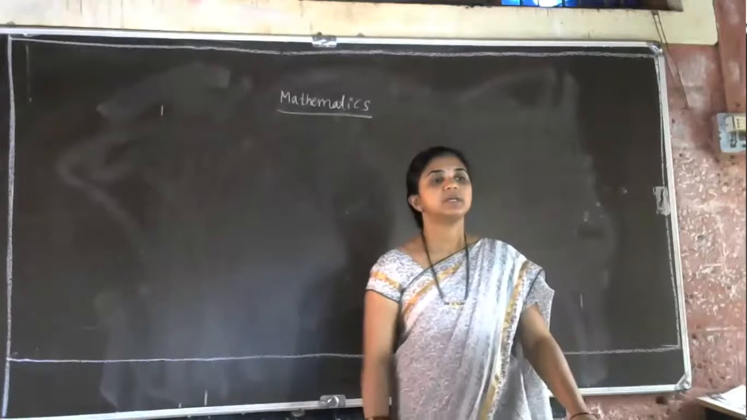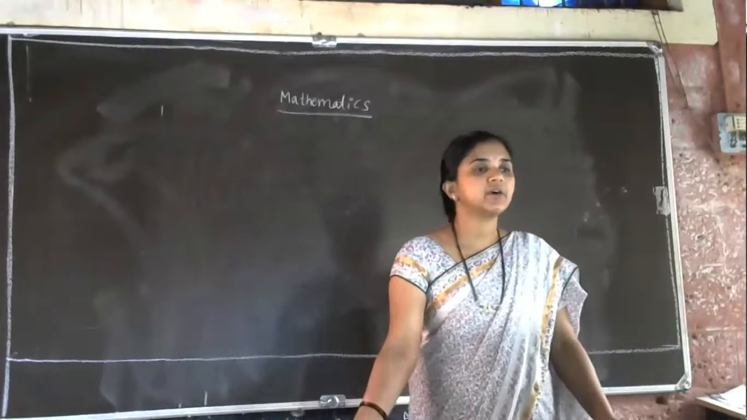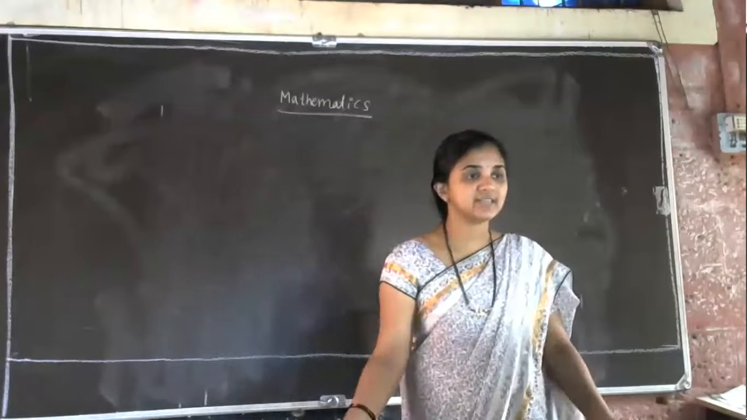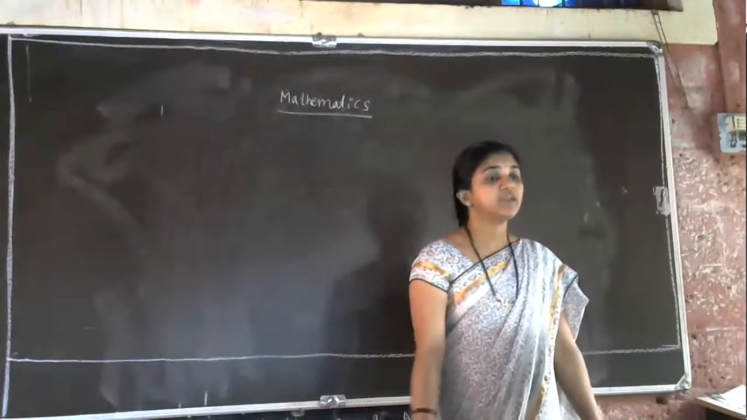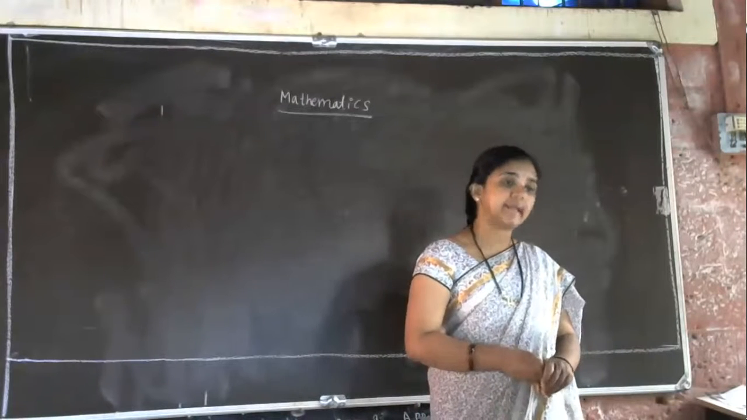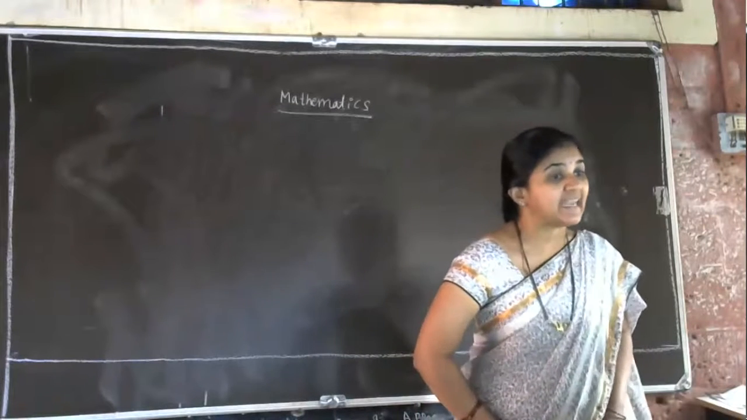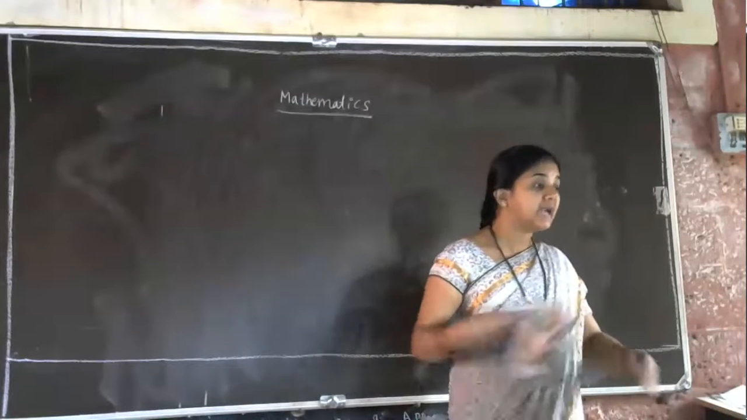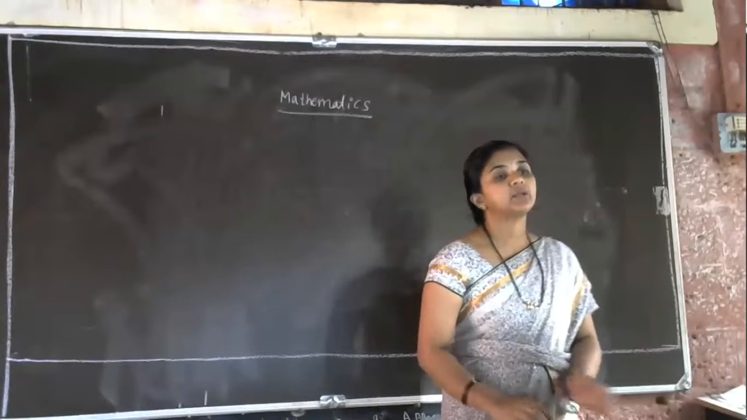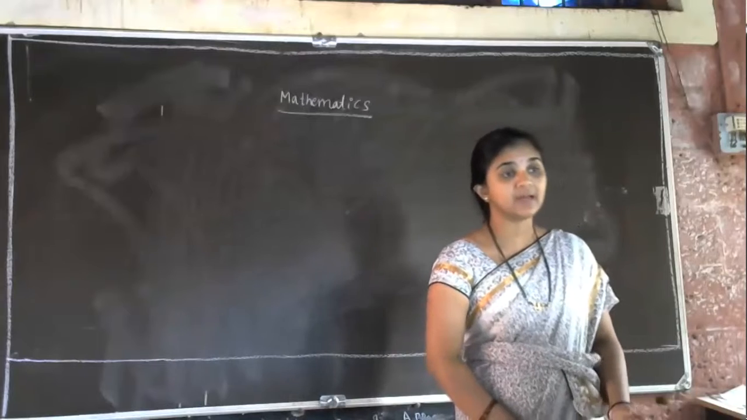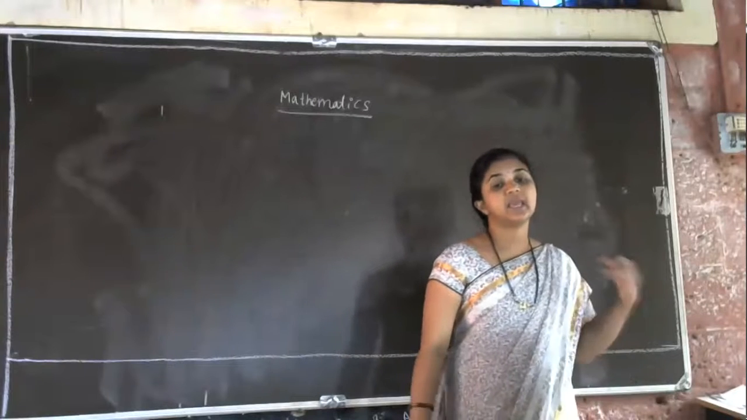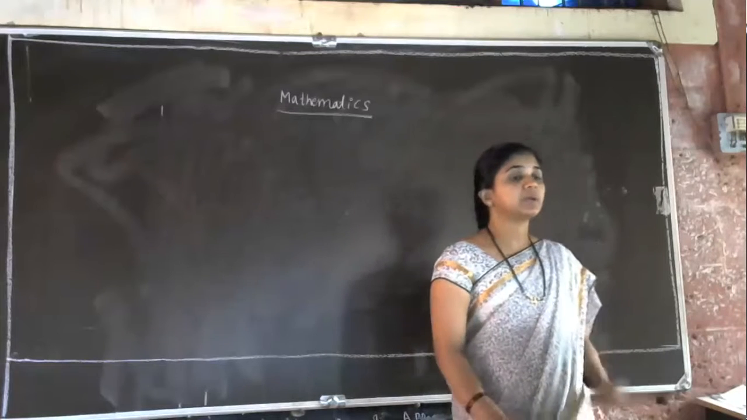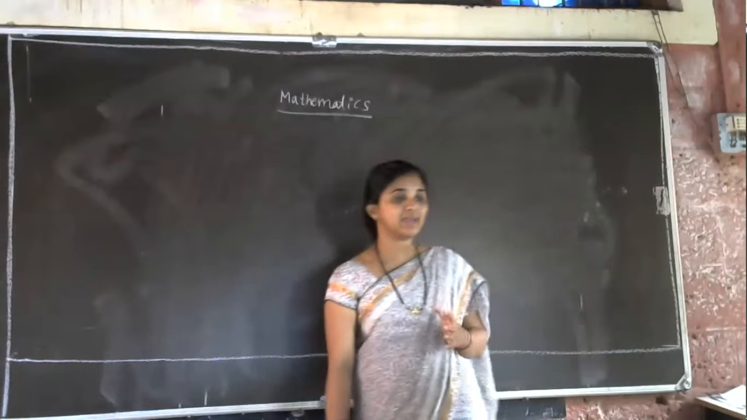Yes, students. Sahana gave the answer for the SAS similarity criterion of triangles. That is, in two triangles, if any two corresponding sides are in proportion and the included angles are equal, then the two triangles are said to be similar according to SAS similarity criteria. So this is about the criteria for the similarity of triangles.